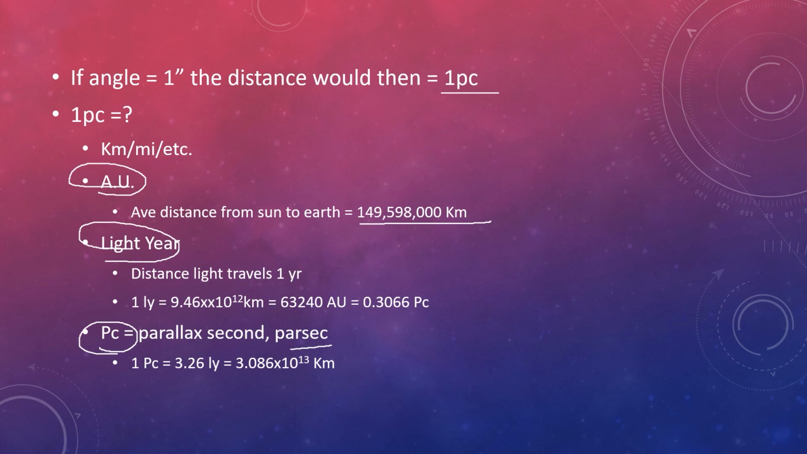1 light year is equal to 9.46 times 10 to the 12th kilometers, or 63,240 astronomical units, or 0.3066 parsecs. Okay, and a parsec is equal to 3.26 light years, or 3.1086 times 10 to the 13th kilometers. So it's just a new measurement that we're going to use here. It is for farther distances.